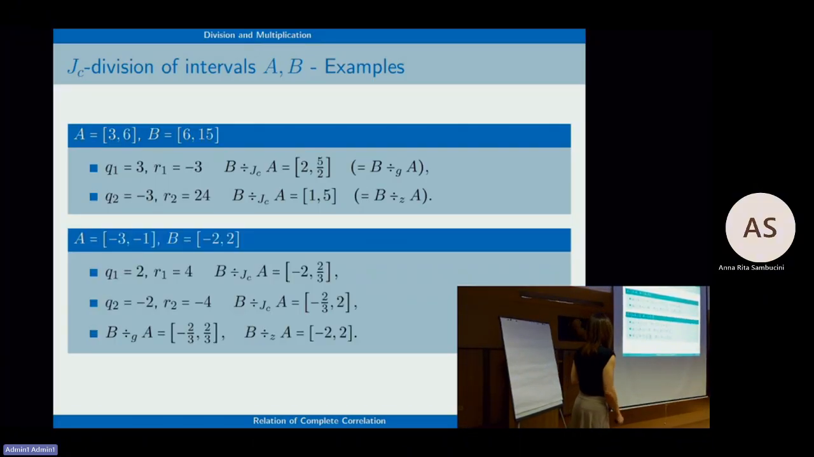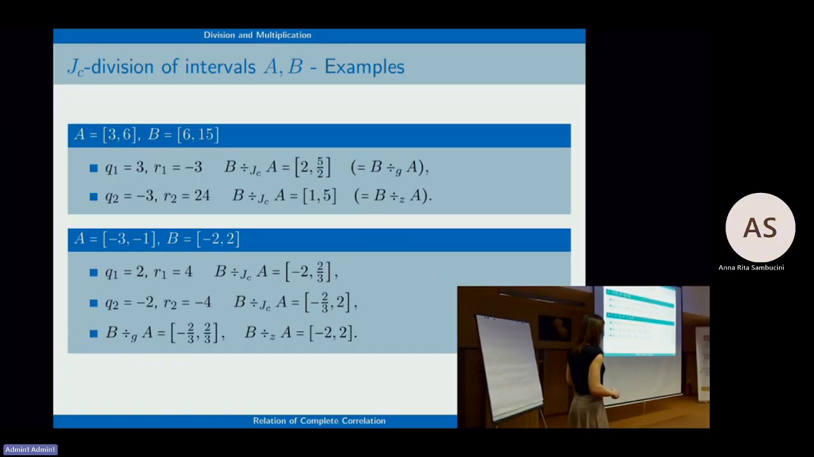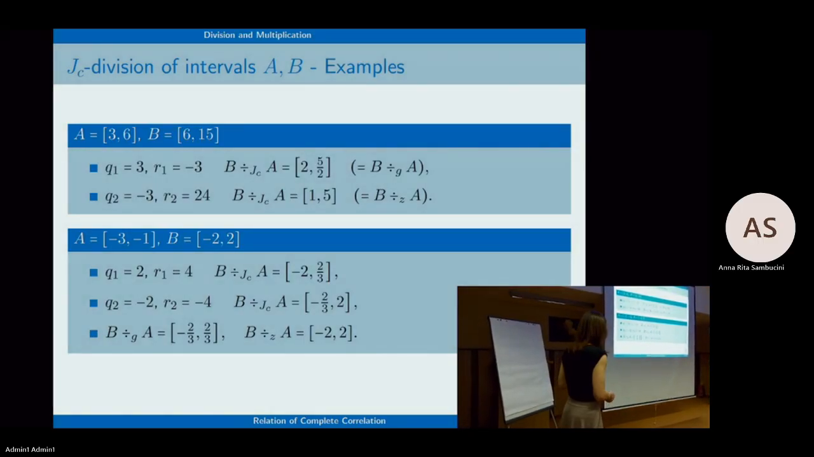And another example is when we have a 0 inside of the interval B, then in the case of a positive correlation, the result of a JC division gives us this interval. In the case of negative correlation, we obtain these intervals as a result of JC division. And in comparison, we see the results of G division and Zadeh division, and these two intervals are in between them, actually. They are subintervals of the Zadeh.